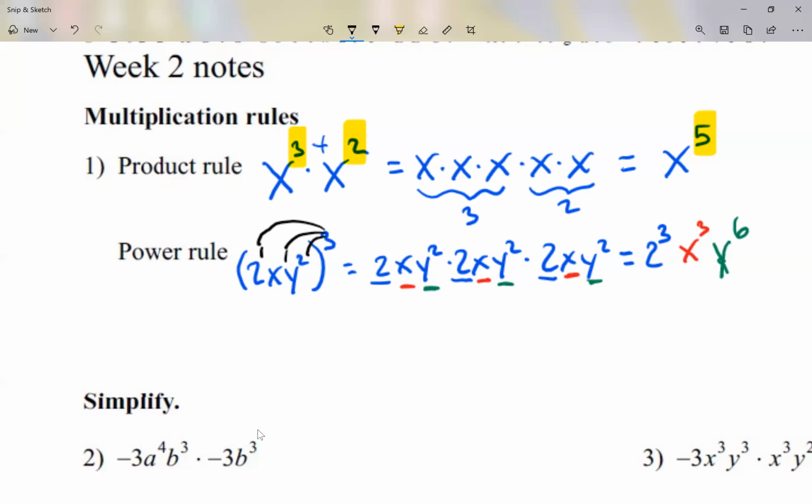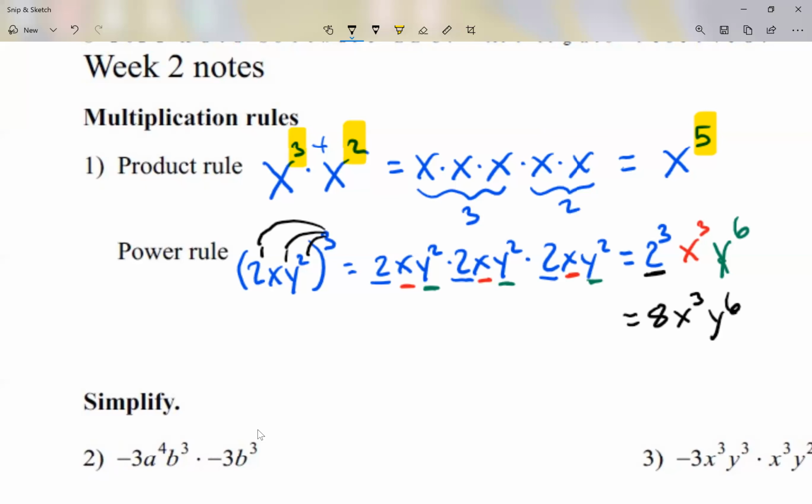So the power rule says, make sure everything has an exponent, and then multiply the exponent on the outside by the exponents on the inside. And then when it comes to numbers, 2 to the third, that one we can simplify. My answer here will be 8, x to the third, y to the 6th. Numbers can be simplified. 2 to the third is basically multiplying 2 times 2 times 2, right? 2 3 times. So that gives me 8.